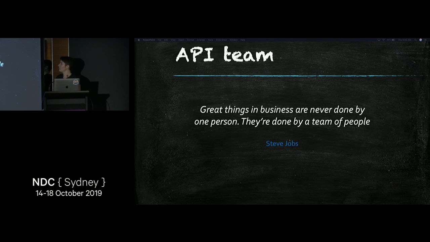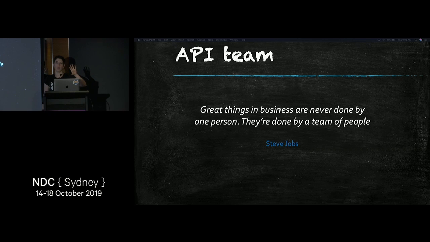Let's start. We're not here to say what the importance of the team is. We all know that team is important. There are a lot of great sayings about teams, like the one from Steve Jobs: great things in business are never done by one person. They are done by a team of people. We are here today to talk about the importance of the team in making an API.